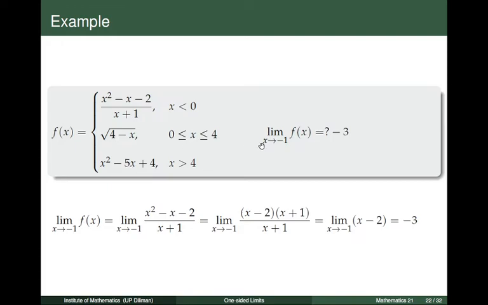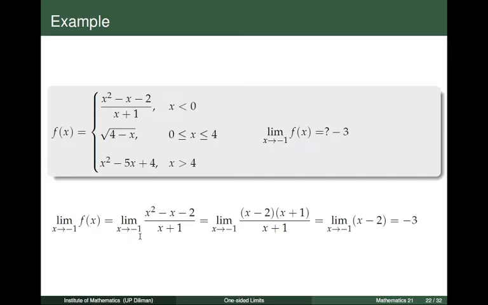Now note that when x is tending to the number negative 1, that means that we are considering x values that are less than 0. So when taking the limit of f, we need to consider the expression (x squared minus x minus 2) divided by (x plus 1). Now let us take the limit of (x squared minus x minus 2) all over (x plus 1) as x tends to negative 1.